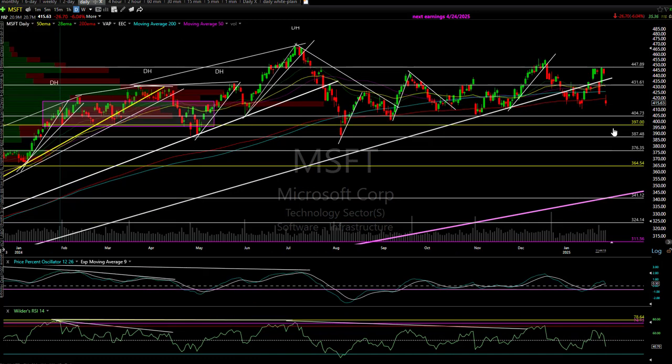But if they start to crack and they start to bring the rest of the FANGs down for a run at their 200s, we could see this market really start to roll over pretty quickly.